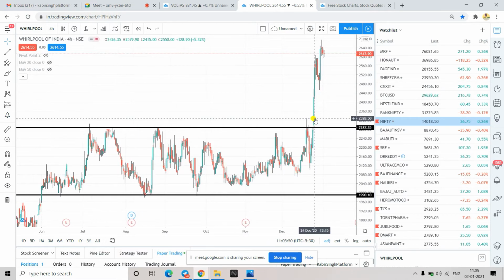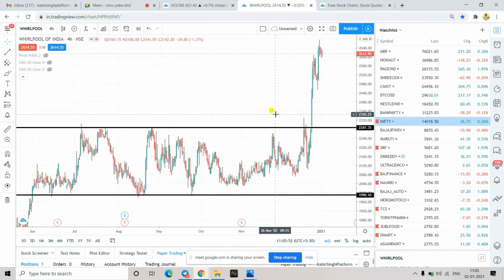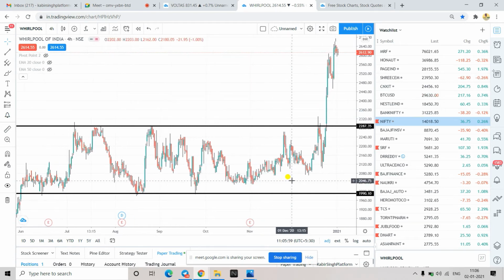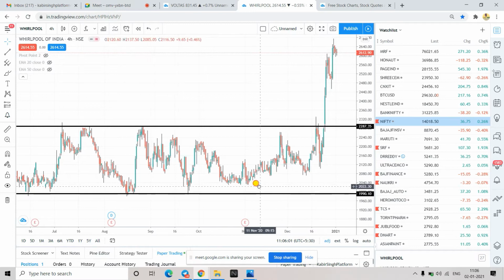Okay, right? This is what we were discussing a few minutes back. So the same thing has happened in this also. Coming to the double bottom pattern here, if you could find.